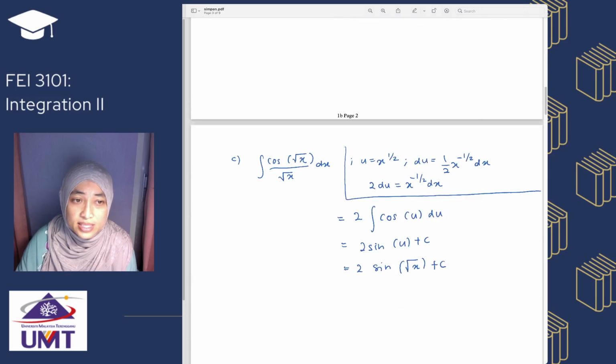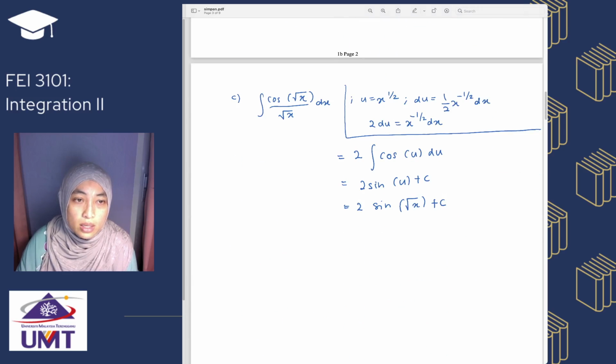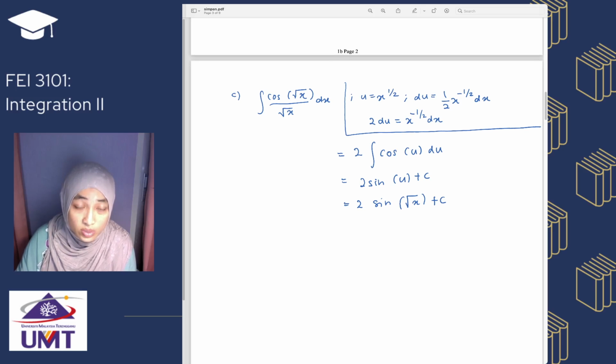Another example is cos of square root of x over square root of x. I guess this one is quite easy for you, where you just substitute u as square root of x, or x to the power of half. Then you get du is equal to half x to the power of negative half dx, and then 2 du is equal to x to the power of negative half dx.